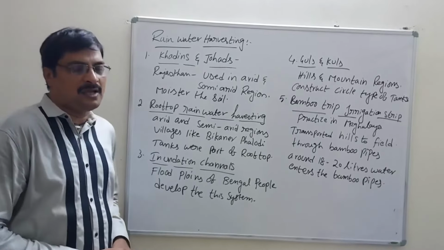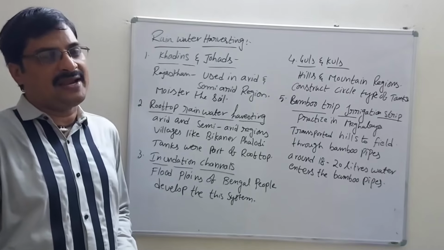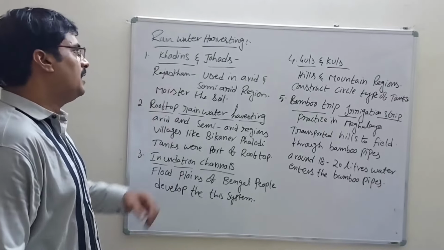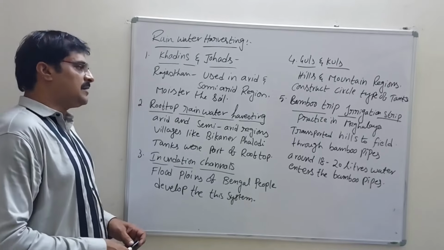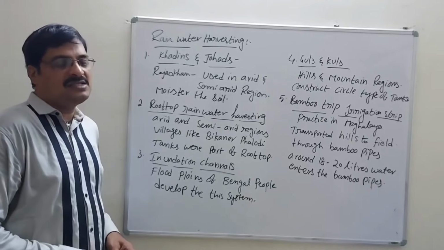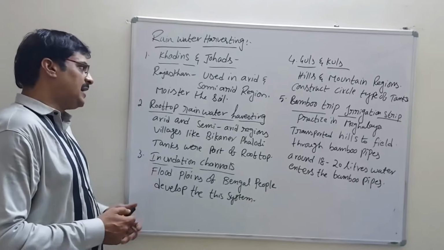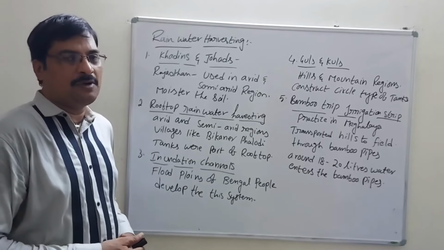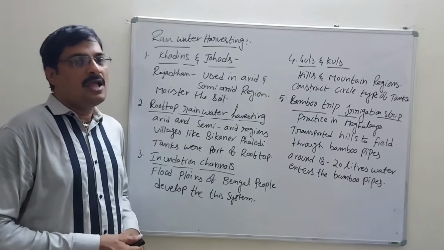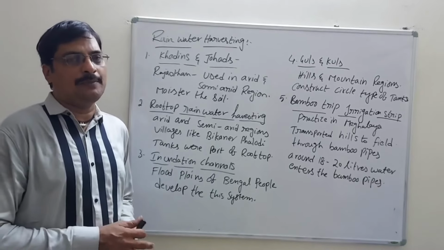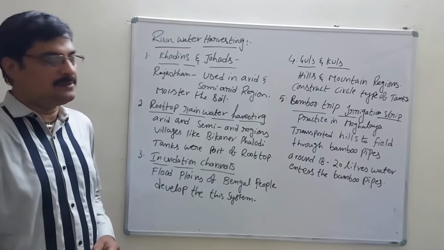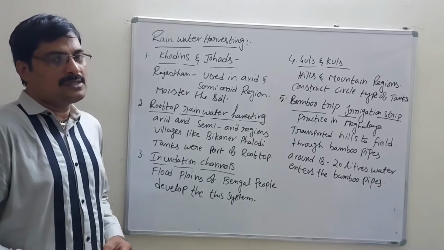Not only in Rajasthan, arid and semi-arid areas are using this kind of Kandins and Joda system. What is the use? With this kind of system, the soil stays moist at the time of the rainy season, and the moisture continues from the rainy season up to the summer season.